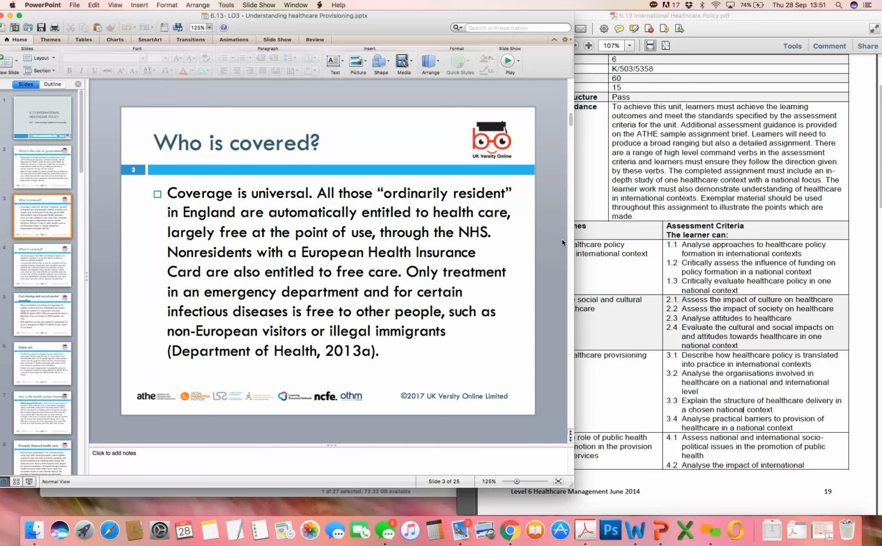So they have a right, as long as you're considered what is called ordinarily resident in the UK. That means you have a British passport or nationality and you are basically a resident of the UK, then you are automatically entitled to receive this health care from the NHS.